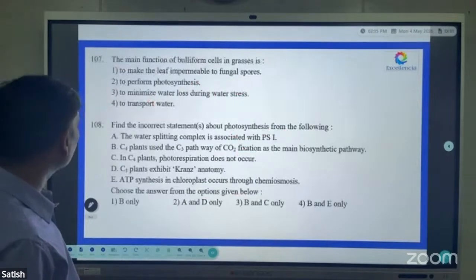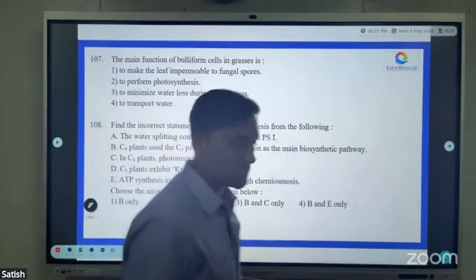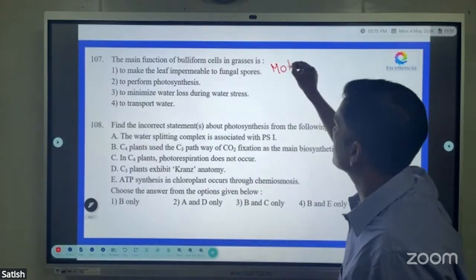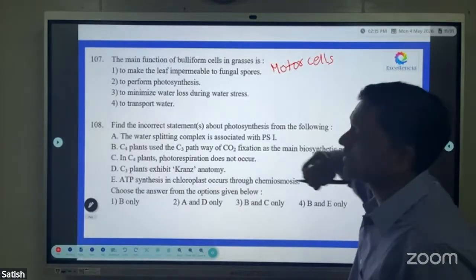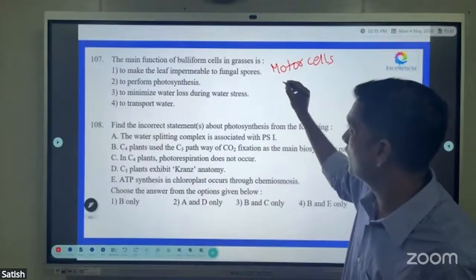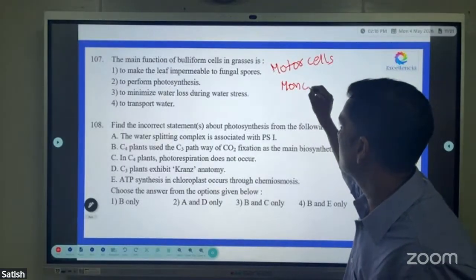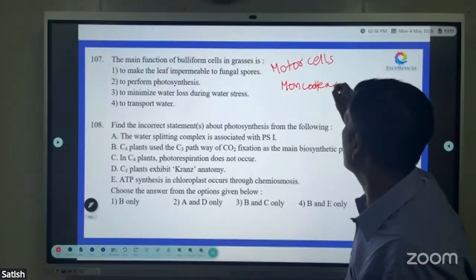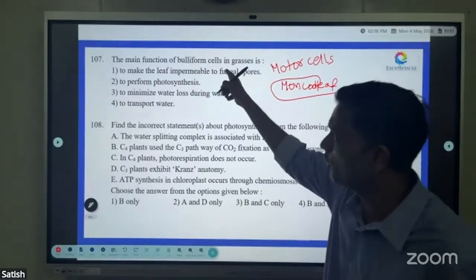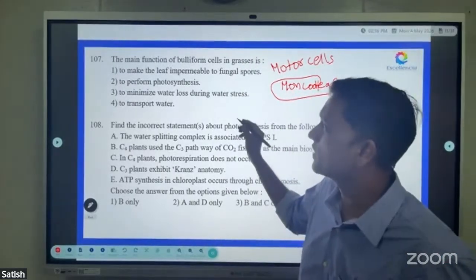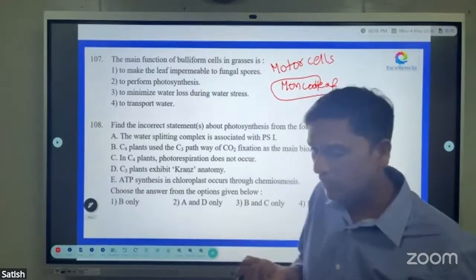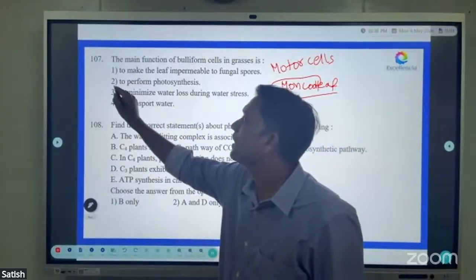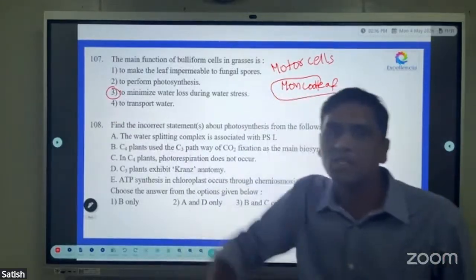So next question. The main function of bulliform cells in grasses. These bulliform cells can also be called motor cells. Another name for bulliform cells: motor cells. Characteristically, they are mainly found in monocots, not in dicots. So the isobilateral leaf, we can say. A typical isobilateral leaf or a monocot leaf mainly comprises the bulliform cells. During water stress conditions, these bulliform cells curl the leaf inwards and prevent water loss. The main function of these bulliform cells is to minimize water loss during the transpiration process.